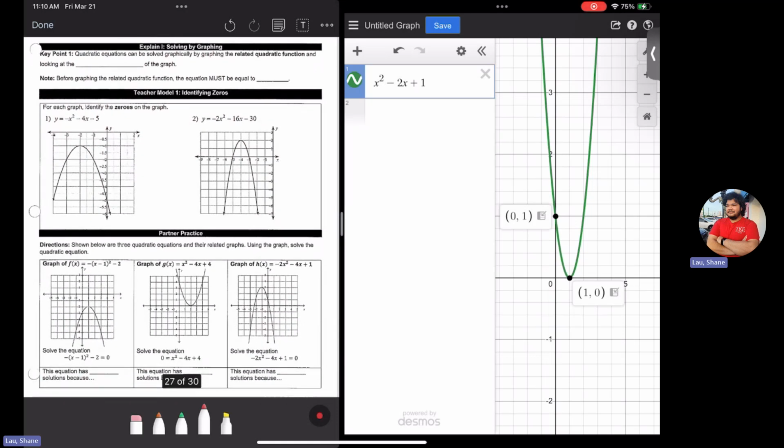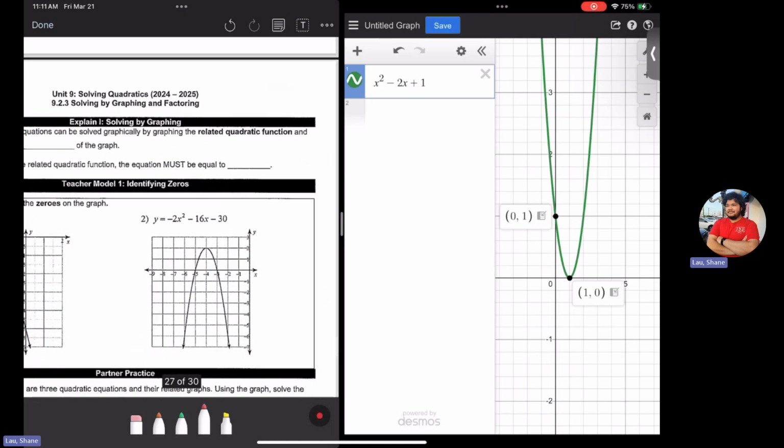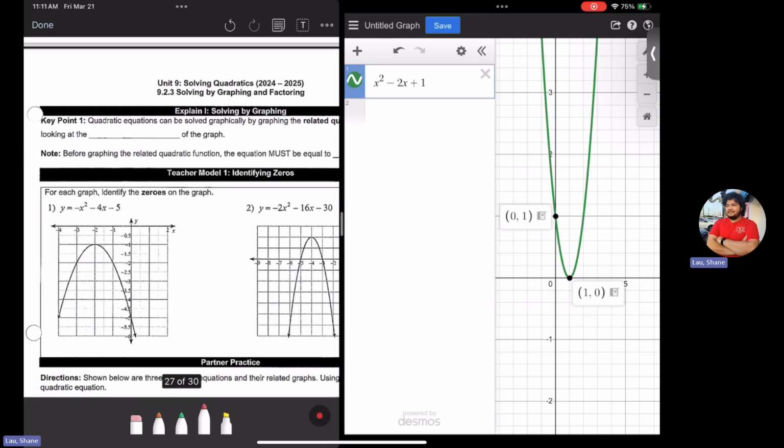Now, for key point 1, it says that quadratic equations can be solved graphically by graphing the related quadratic function and looking at the x-intercepts. You can say the x-intercepts, you can say the zeros, you can say solutions, whatever kind of word you need to trigger your mind to say, oh, whenever it crosses the x-axis, that is what you're going to use.